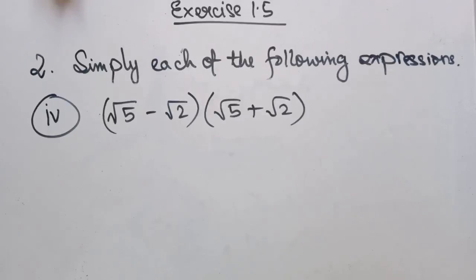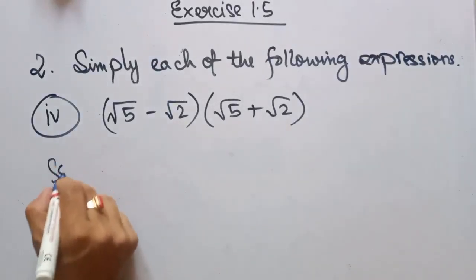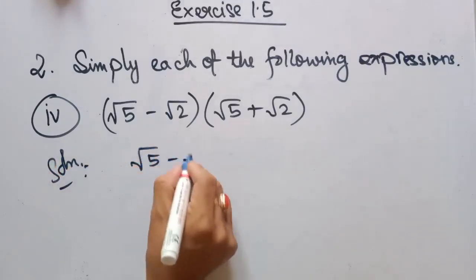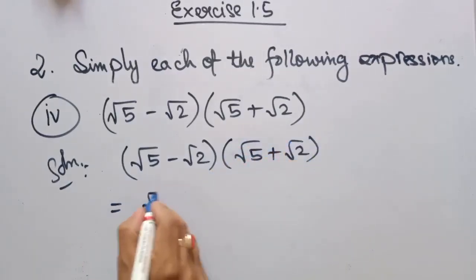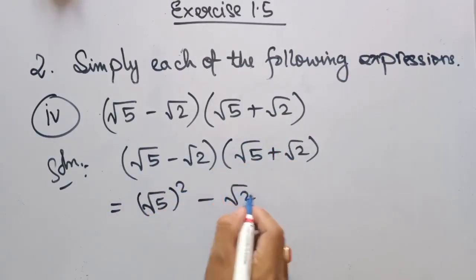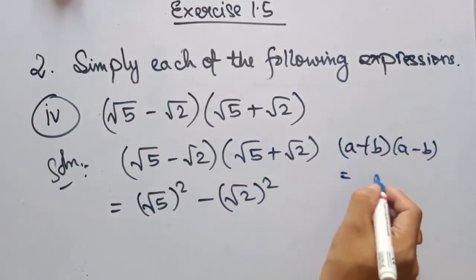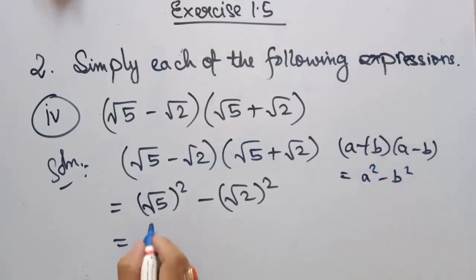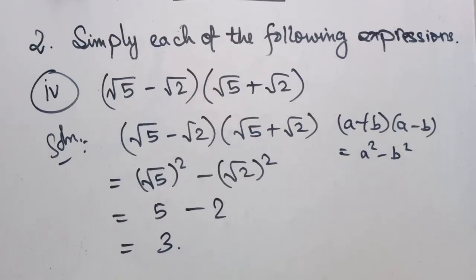Next, exercise 1.5, question number 2, Roman number 4: root 5 minus root 2 whole into root 5 plus root 2. So solution: root 5 minus root 2 whole into root 5 plus root 2. This will become root 5 square minus root 2 square, that is, a plus b whole into a minus b equals a square minus b square. Now root 5 square is 5, that is root 5 into root 5 equals 5, minus root 2 square is 2. Now 5 minus 2 is 3. So for Roman number 4, after simplification, we will get 3 as our required answer.